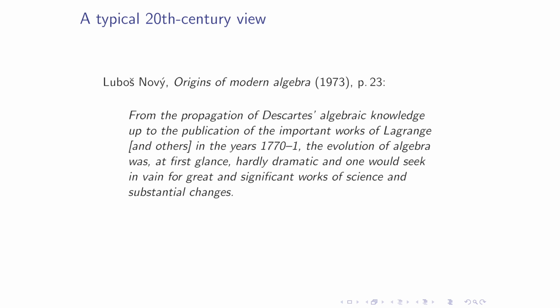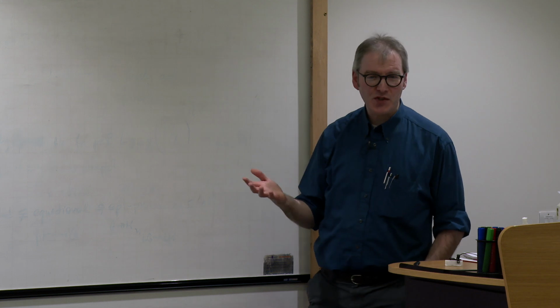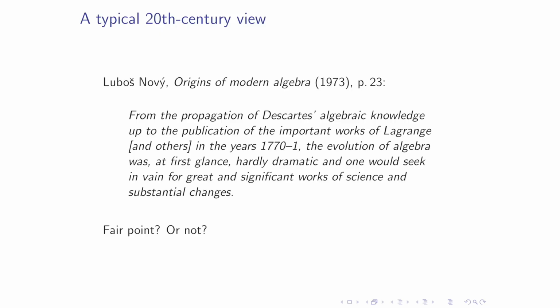So this is from a book on the history of modern algebra by the mathematician Luboš Nový, who says that from the propagation of Descartes' algebraic knowledge up to the publication of the important works of Lagrange, which we'll come to shortly, the evolution of algebra was at first glance hardly dramatic, and one would seek in vain for great and significant works of science and substantial changes. If you've read around this topic, this may be an attitude that you will have found. But of course, in the first lecture, I warned you to always be suspicious about what mathematicians say about the history of their subject. And so, is this a fair point?